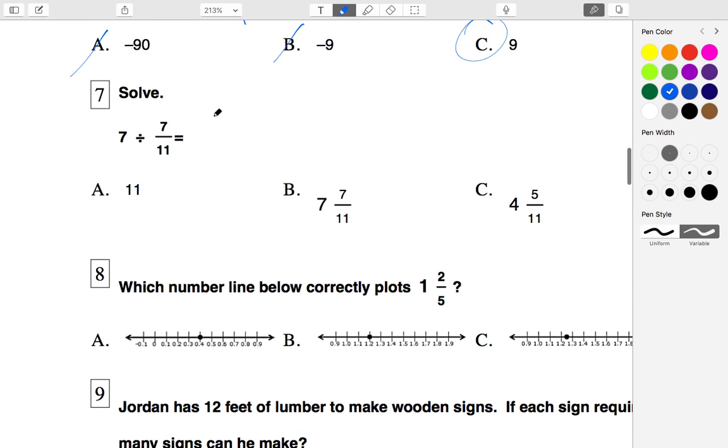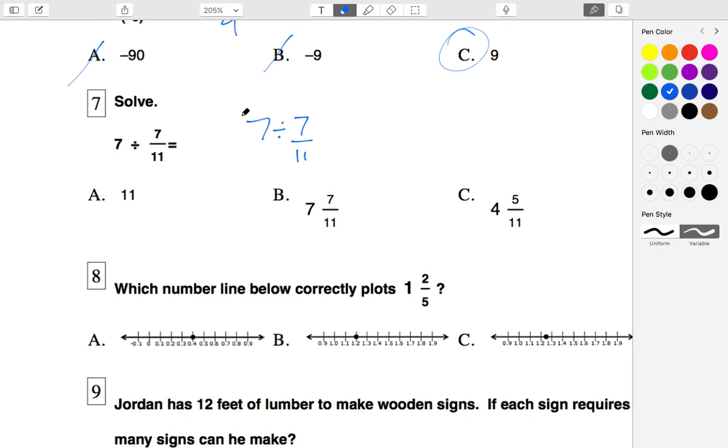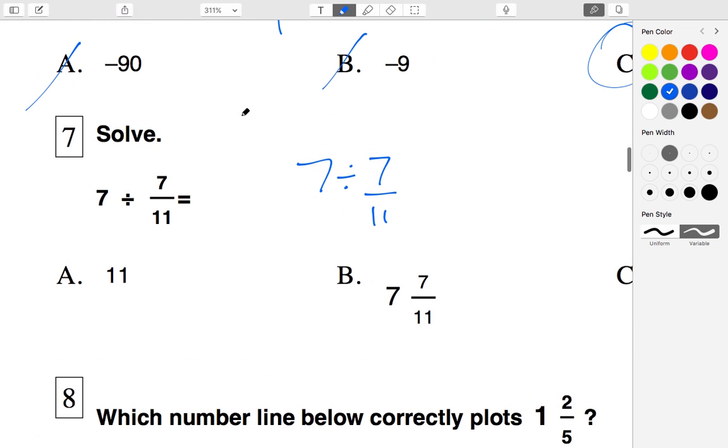Go to 7. You're going to solve 7 divided by 7 over 11. What should I use when I see division? Yeah, it is reciprocal. I like that word. Good. Keep change flip. I would put an R, but at this point I've said flip so many times I think you'll confuse. We switched it right before the test. But you could say keep change reciprocal. Reciprocal is the academic word for flipping it.